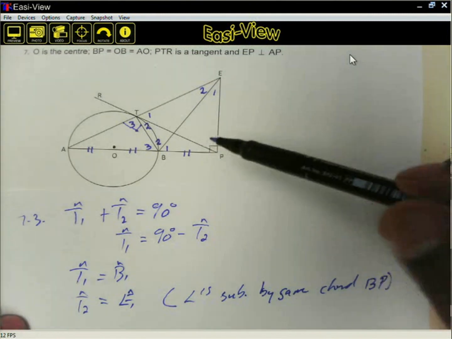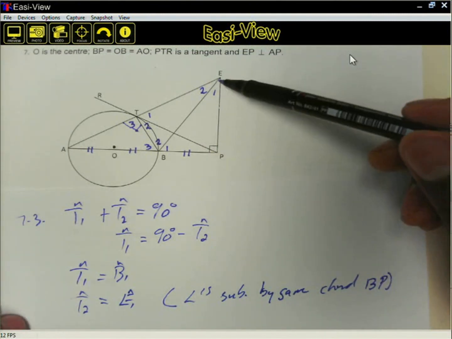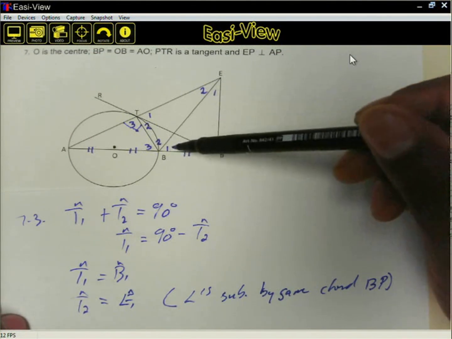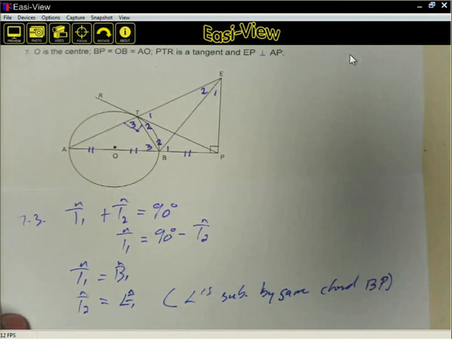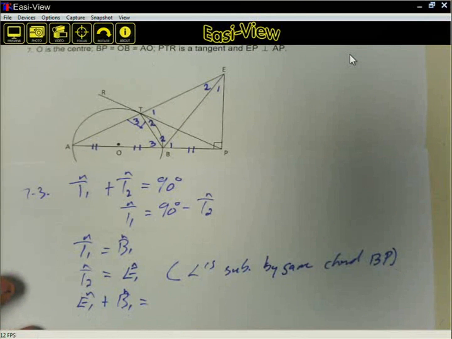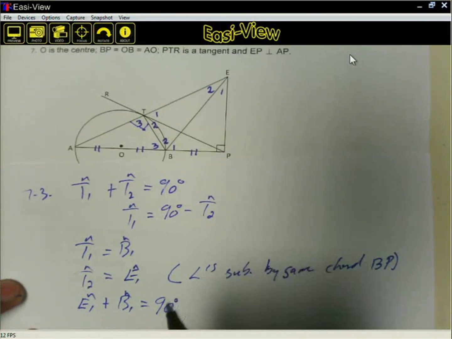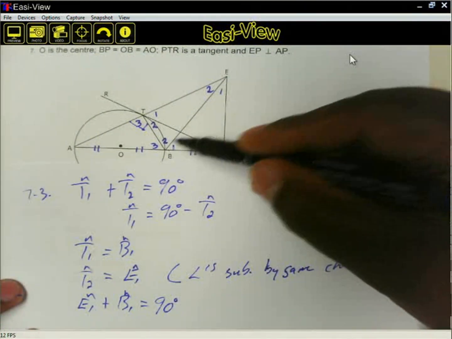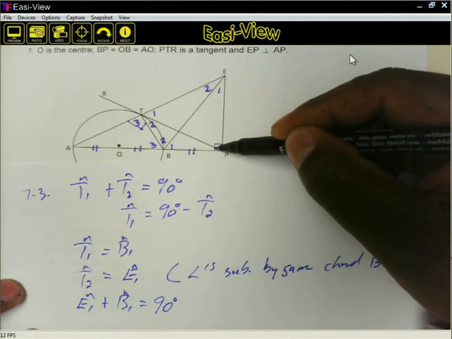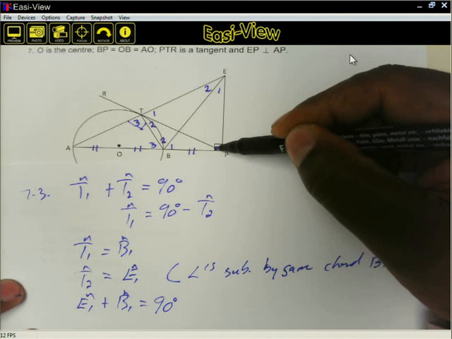Check in this triangle TEB. This angle is 90 degrees. Therefore, it means B1 plus E1 also gives you 90 degrees. Why do I say E1 plus B1 is 90? Because E1 plus B1 plus P is 180 degrees. Those are the angles of a triangle.